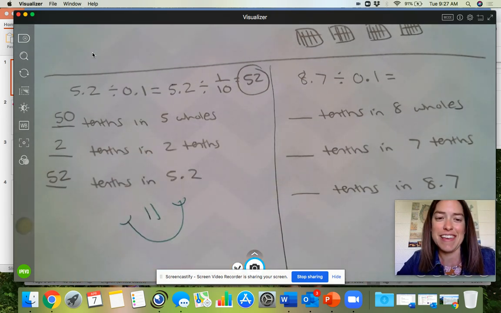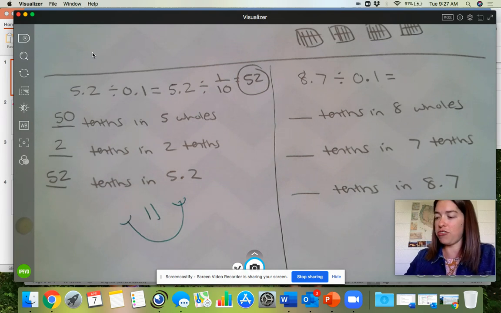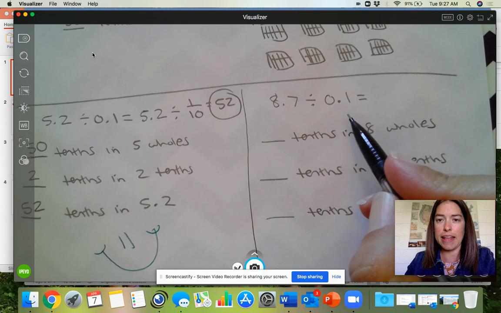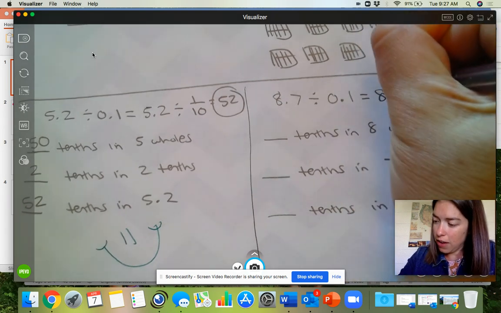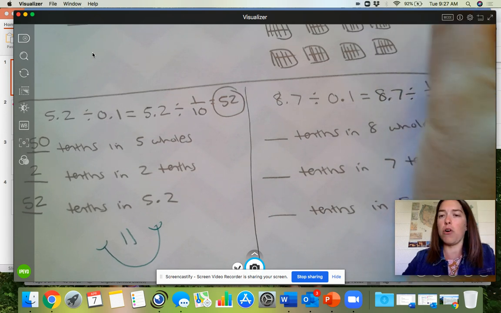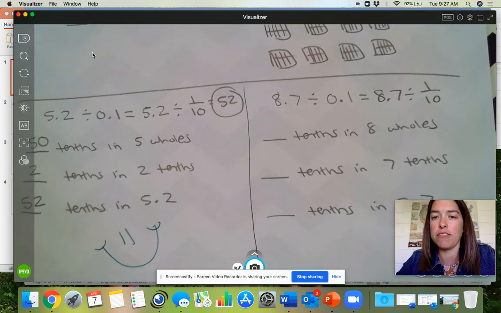All right. Let's take a look at the second problem, checking what you have. I'm going to rewrite it as a fraction. 8 and 7/10 divided by 1/10. I only rewrote my divisor as a fraction. All right, how many tenths in 8 wholes?